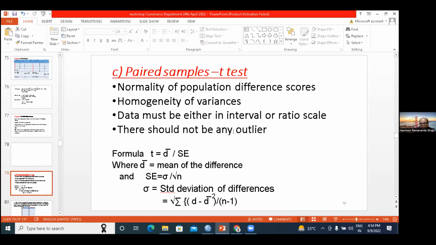In the case of before and after, you can apply this paired sample t-test. The formula is d bar divided by SE. This is the mean of the difference. Before the coaching, take the mean student score, then after the coaching, the mean score, and you just subtract it; it is called d bar, the mean of the difference. Then SE, as usual, is standard deviation divided by root n. After calculating SE, you put it here, and then you get the t-test.